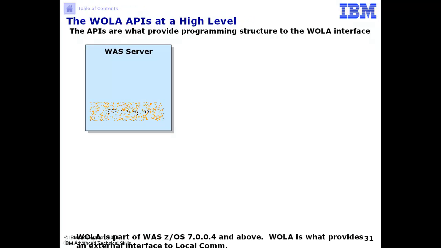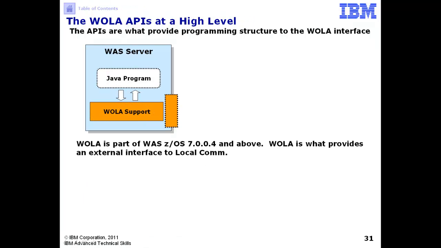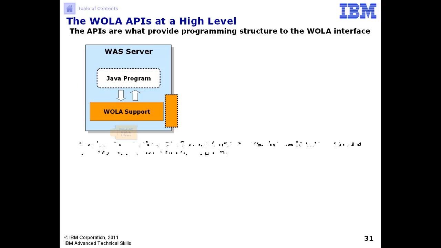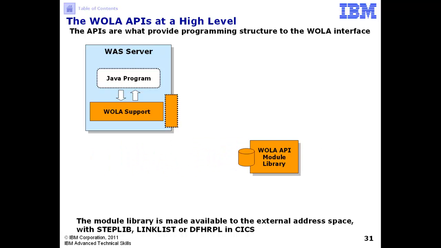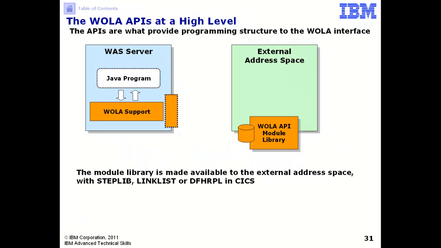As mentioned many times earlier, WOLA is part of the WAS z/OS product starting with 7.0.0.4. It is a mechanism to externalize the local comm function to outside address spaces. The WOLA API modules are shipped in the product file system. A simple shell script is provided that copies those modules out to a pre-allocated module library. You make the module library available to the external address space seeking to use WOLA.